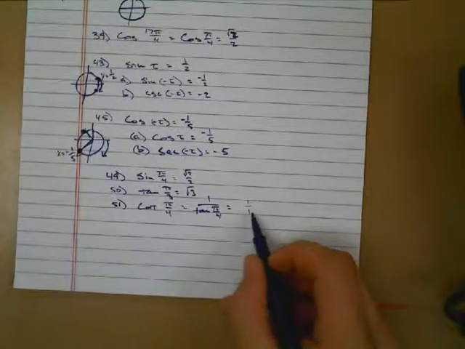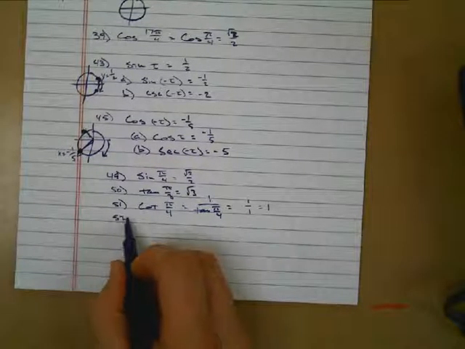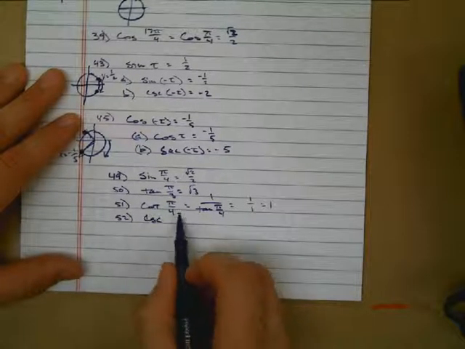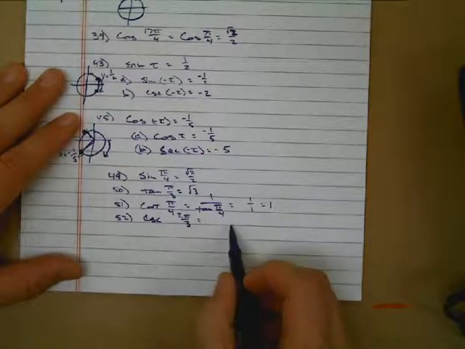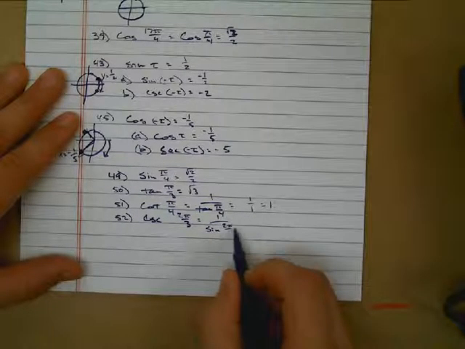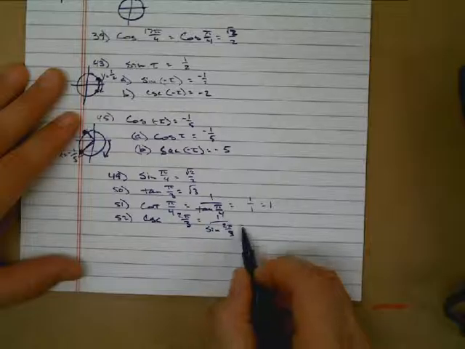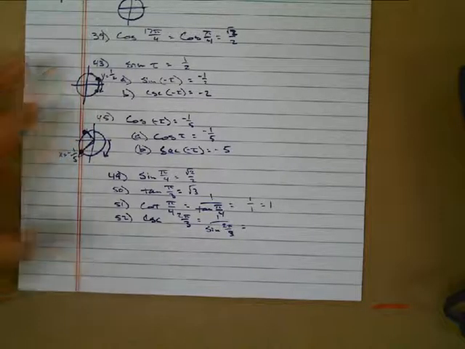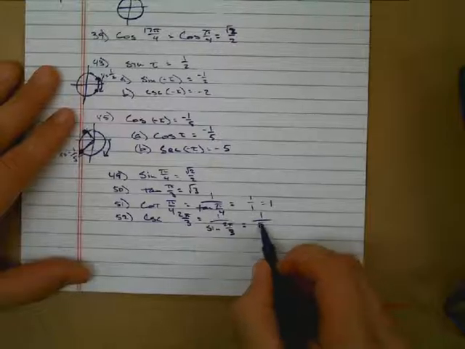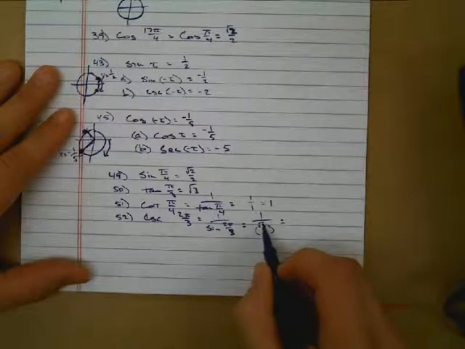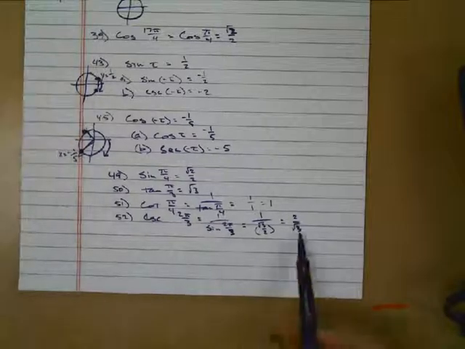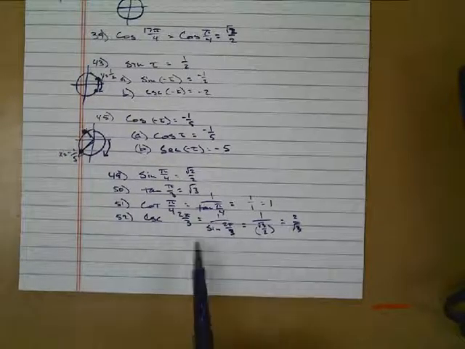52. The cosecant of 2 pi over 3. Well, again, I don't know that. Instead, I'm going to think of its reciprocal, so I need to know the sine of 2 pi over 3. Sine is the y value at 2 pi over 3, which is positive root 3 over 2. So this is 1 over root 3 over 2. Anytime I divide by a fraction, I get its reciprocal. Thus, there's the reciprocal of sine at that angle, and it is equal to the cosecant at 2 pi over 3.